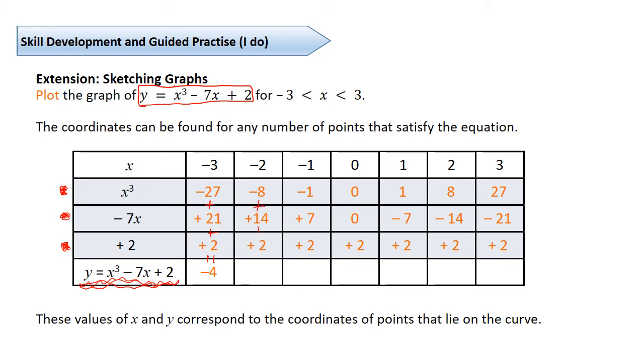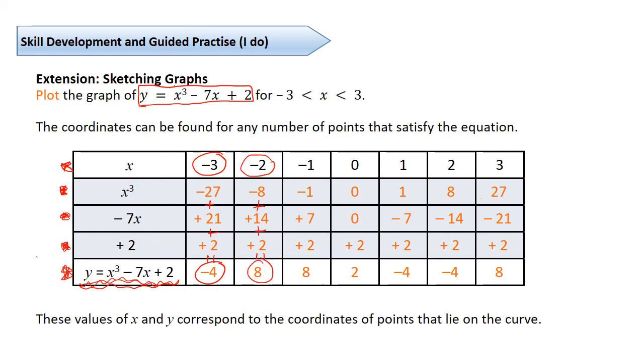What we're going to do is come along for all of these columns and do the exact same thing. Negative 8 plus 14 plus 2 gives us 8, etc., for every single column until we have our table of values. Our x values correspond to our x coordinate, our y values correspond to our y coordinate, and we have our pairs here: minus 3 and minus 4, minus 2 and 8.